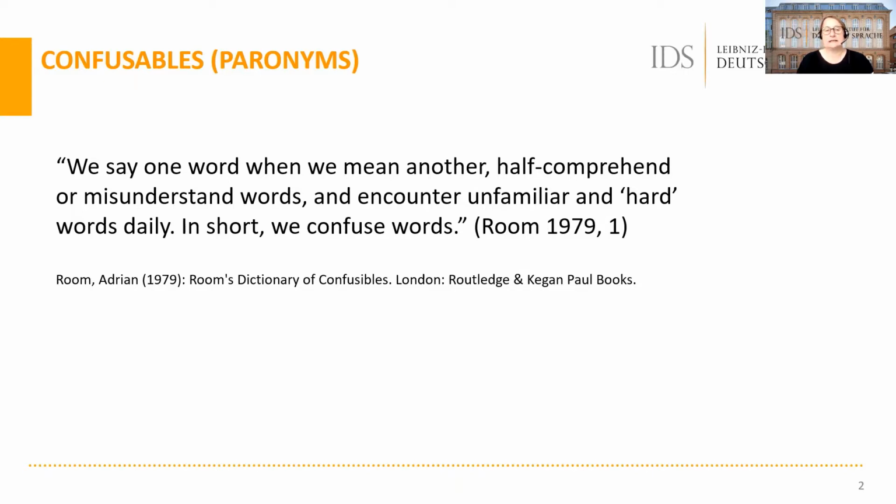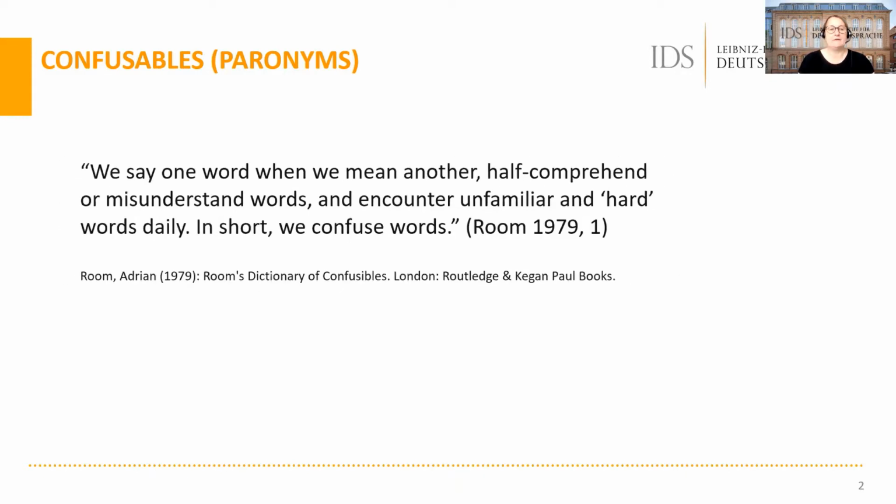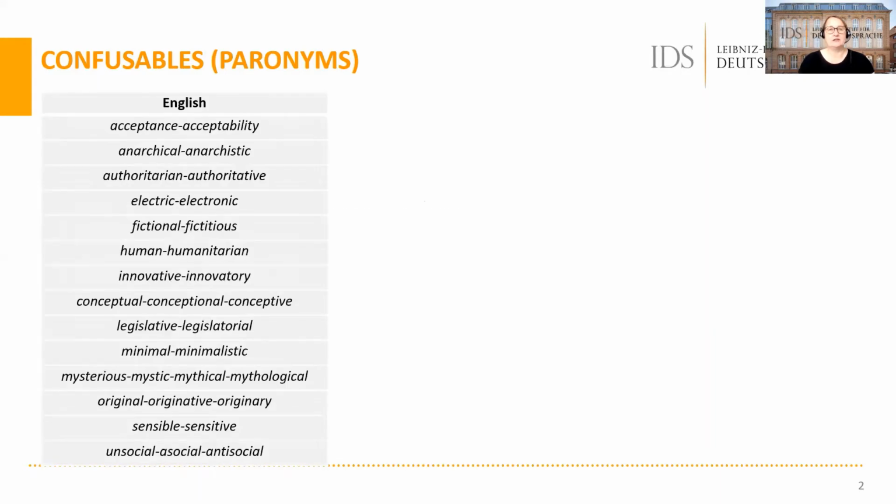Among all the different kinds of confusables that there are in European languages, I want to focus on one specific phenomenon called paronymy. Have a look at this table with English terms. These can cause uncertainty because they are so similar in form and sound and sometimes also in meaning. And ask yourself the following question. Do I know the precise difference between authoritarian and authoritative, fictional and fictitious, or innovative and innovatory?